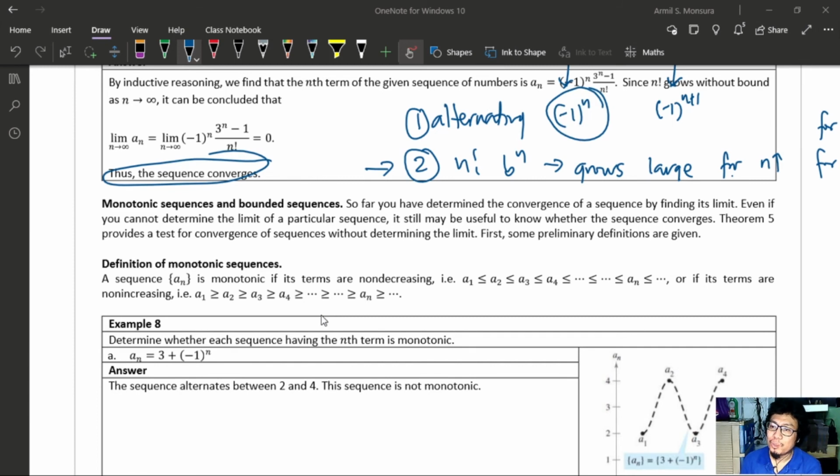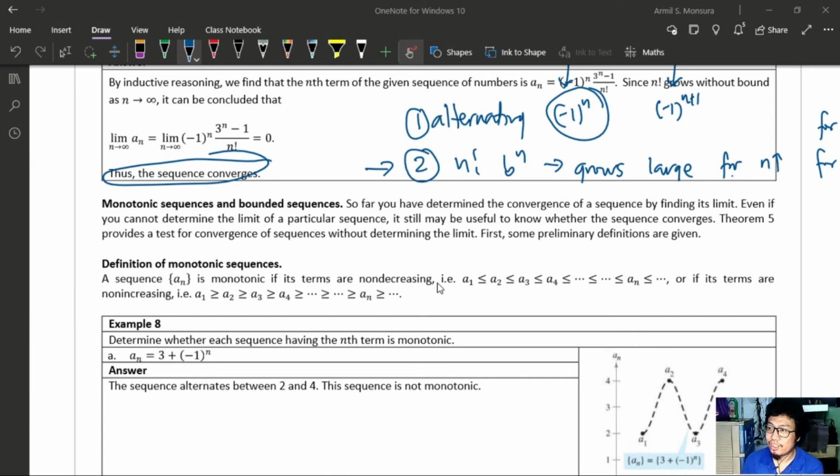We may be able to still determine their convergence or divergence without actually knowing the limit. But before we do that, we define two terms. Number one, monotonic sequences. A sequence an is monotonic if the terms are non-decreasing, or if the terms are non-increasing.